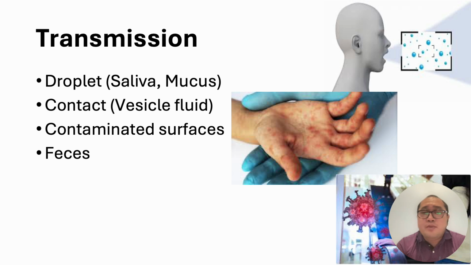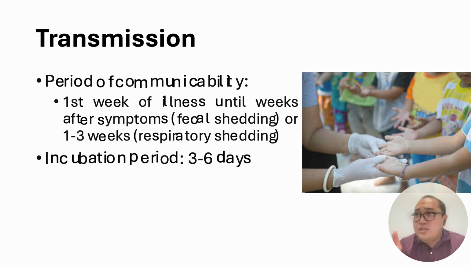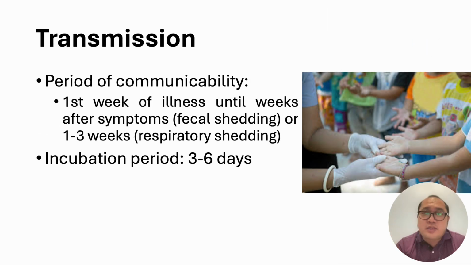And if we're talking about hand, foot, and mouth disease, as parents, you want to ask, Doctor, how long will that disease last in my child? When we talk about disease transmission, we want to know about their period of communicability. So it's the time wherein that person or that child is able to transmit that disease. So it can start on the first week of illness until weeks after the symptoms, like your fecal shedding, because again, it can be shed through the stool.